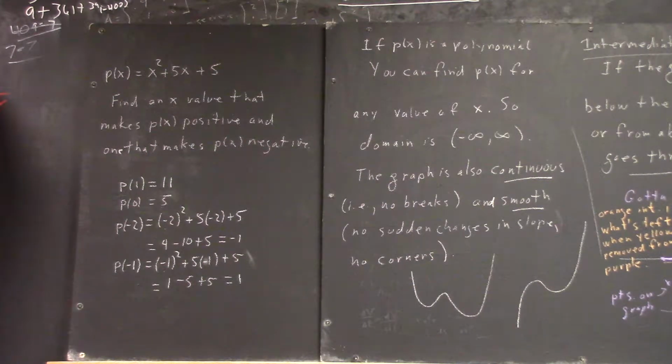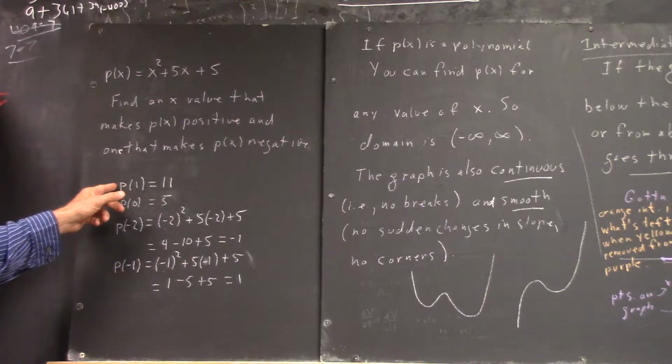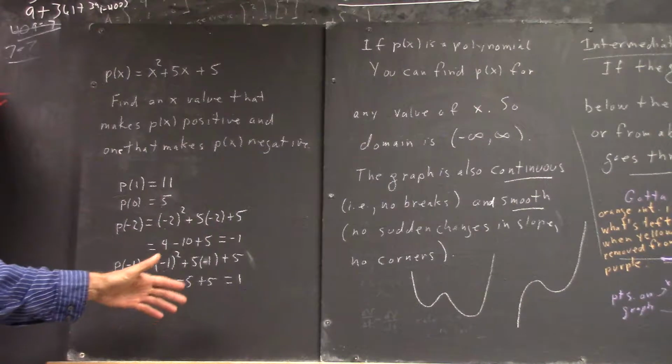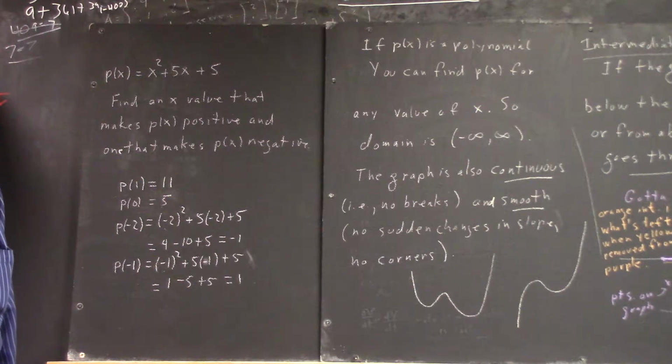Doesn't mean there's not a 0 between -1 and 1, but you're not assured that there's one, right? Okay?